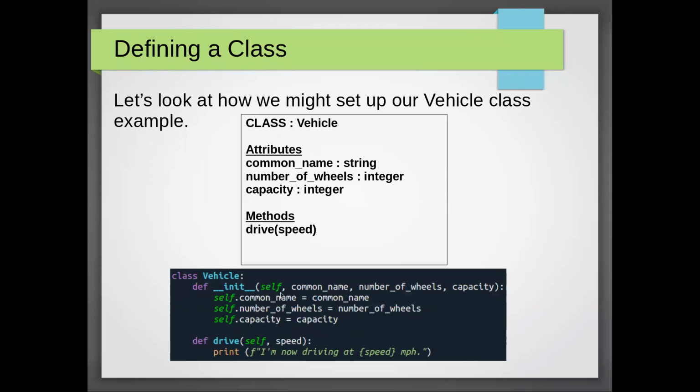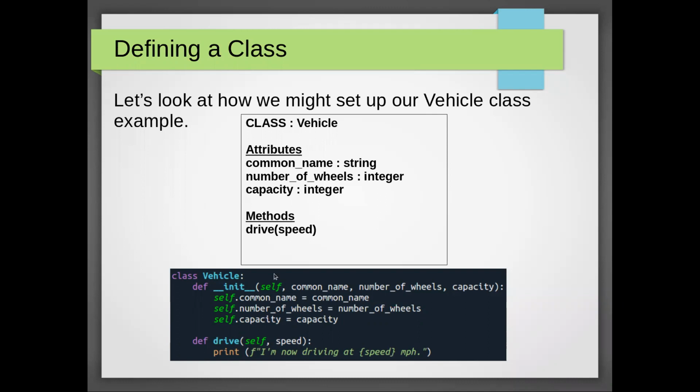So that's the constructor, but we also need to set up a method here called drive. So I've set up that method here. I define that in the same way as any other function that we write in Python, except we need to remember to pass in self first because it's a method of a class. But I also pass in speed for this one. And then I'm just going to have a very simple method that just prints a message saying I'm now driving at whatever the speed is miles per hour.